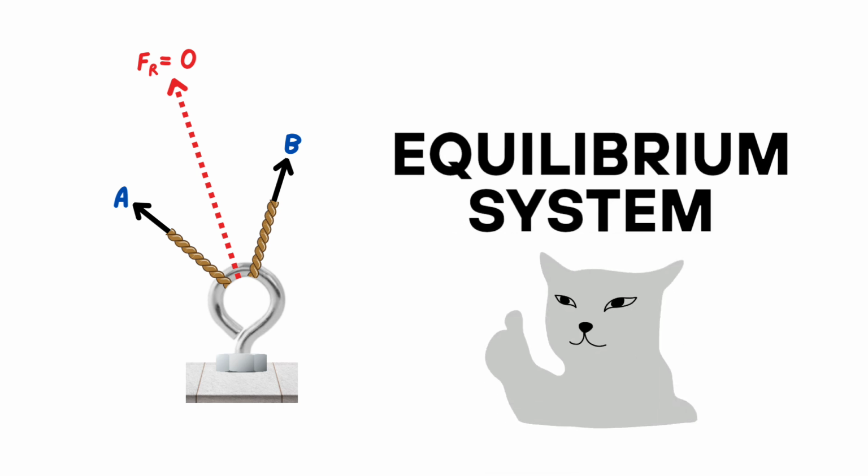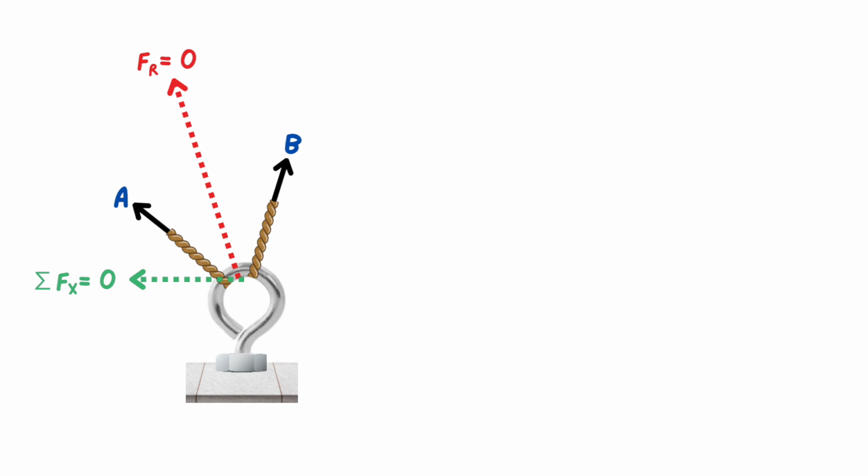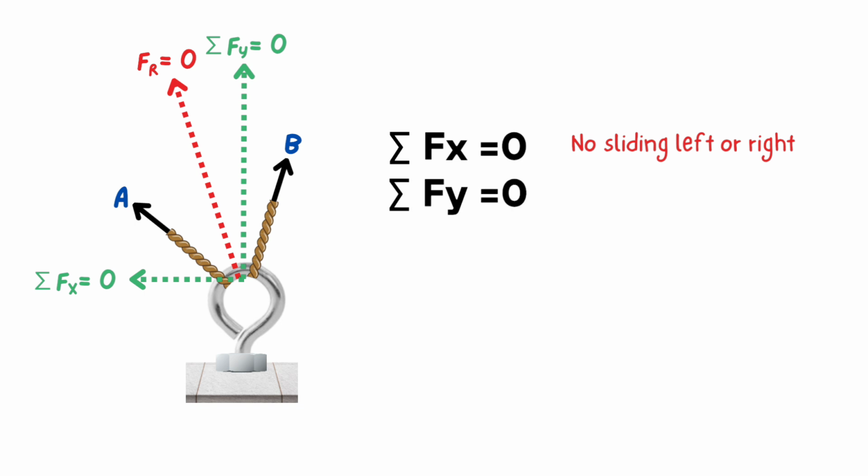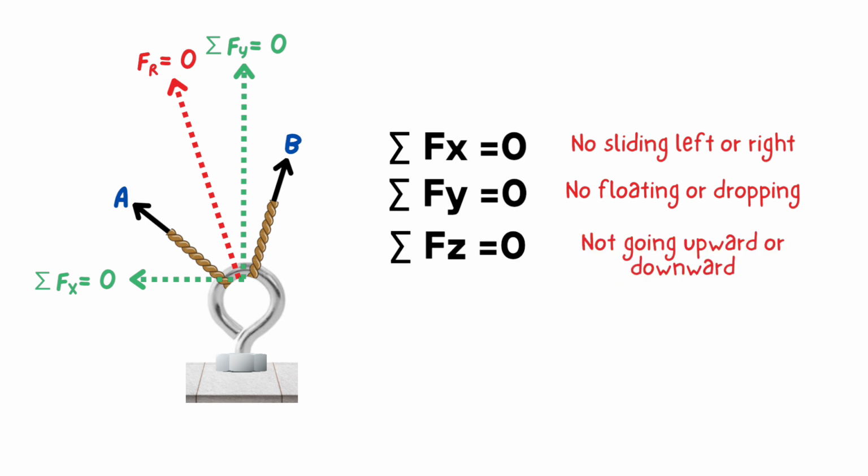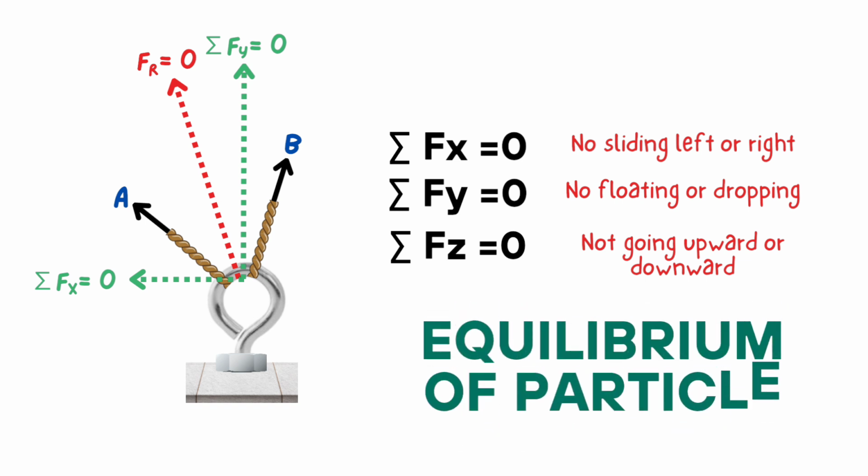If you break it into a two-dimensional system, if the summation of forces in X is equivalent to zero, it means that there is no sliding left or right. If the summation of forces in Y is equivalent to zero, then it means that there is no floating or dropping. And if you have to consider the Z-axis, when the summation of forces in Z is equal to zero, the system is not going upward or downward. Combine all together, ta-da! You've got yourself a particle in equilibrium.